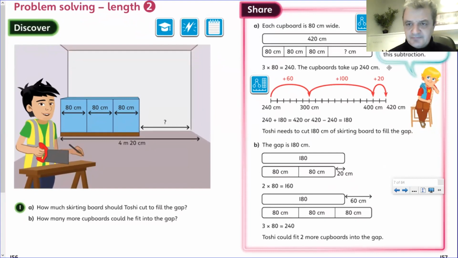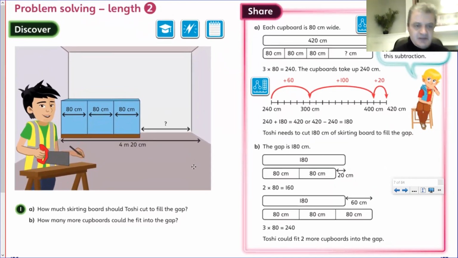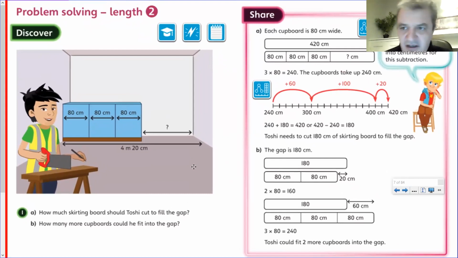So we've got somebody who looks a bit like a carpenter. Question 1A, how much skirting board should Toshi cut to fill the gap? How much extra skirting board does he need to cut? How many does he cut already? Seems as if he's cut 3 pieces of 80.